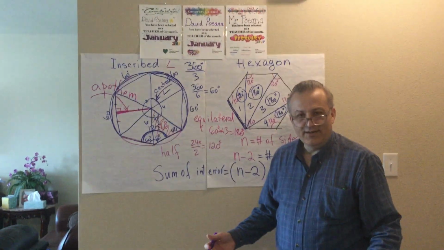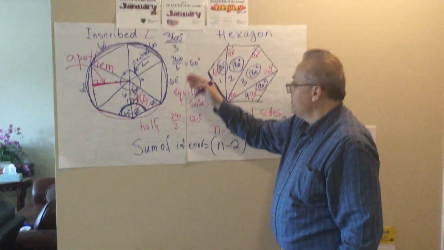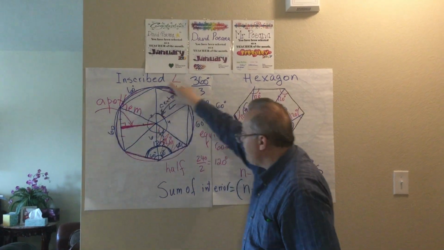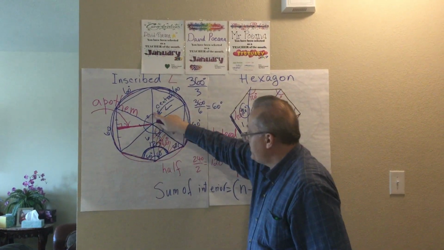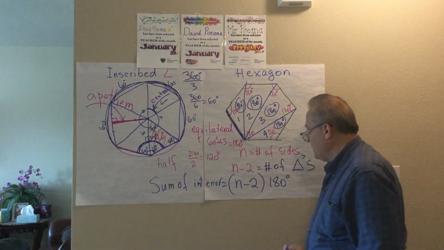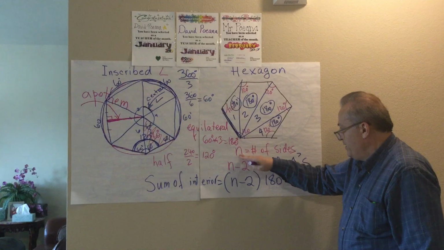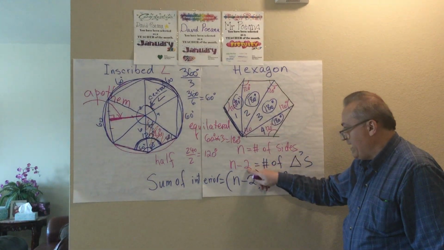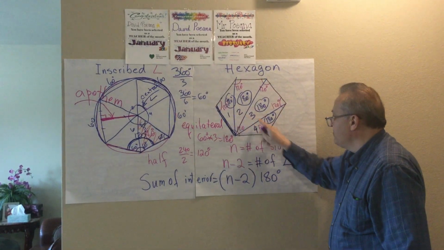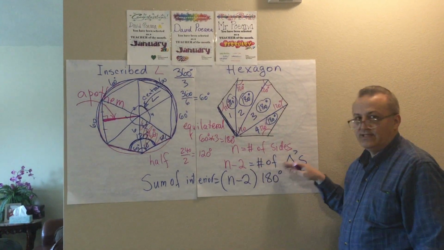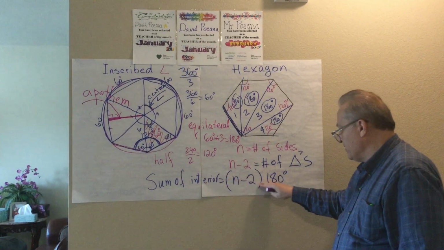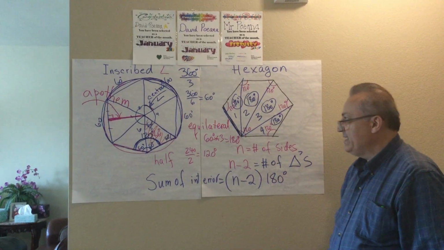How many things did you learn today? Inscribed angle, central angle. Inscribed angle is half of the intercepted arc. Central angle equal to the measure of intercepted arc. What else did we learn? Number of sides, subtract 2. I have 6 sides, subtract 2, I get 4 triangles inside. Therefore, n minus 2 stands for the number of triangles. Therefore, the sum of interior angles is n minus 2 times 180.